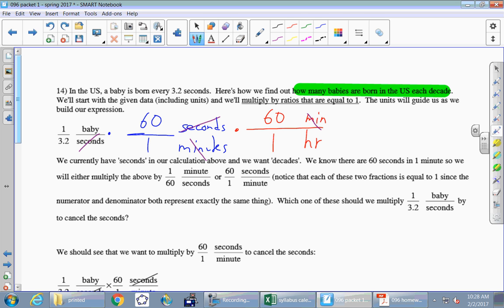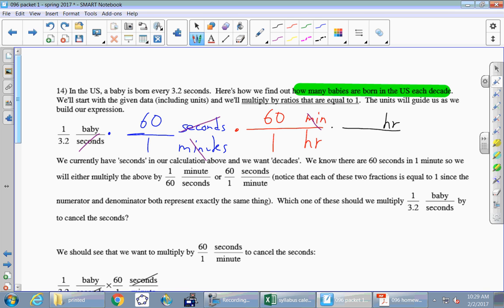We want babies per decade. Currently, we have babies per hour. Right? If I just do multiplication of the numbers, I have babies per hour. We're just going to keep building up. So a couple more fractions here. Times. Fraction line. I want to get rid of the hours downstairs, so I put hours up there.